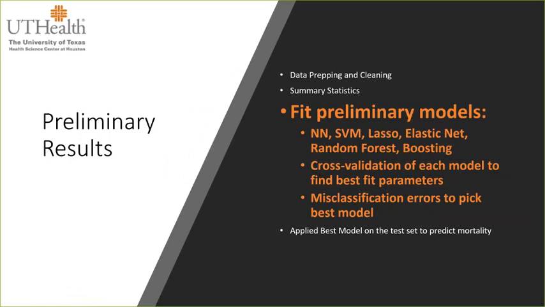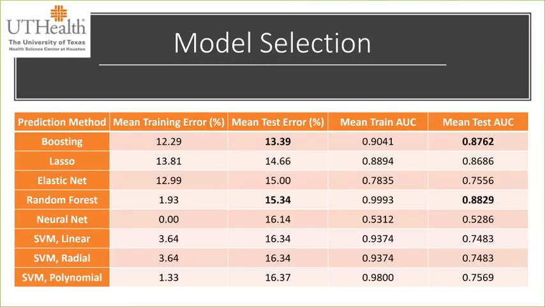We next fit our preliminary models and cross-validated them. This table describes the mean training error percentage, the test error percentage, the mean training AUC, and the mean test AUC produced by each attempted model. Cross-validation was used to pick the appropriate parameters for each model using the 5 training sets. The model with the best parameters was then run on the 5 test subsets.